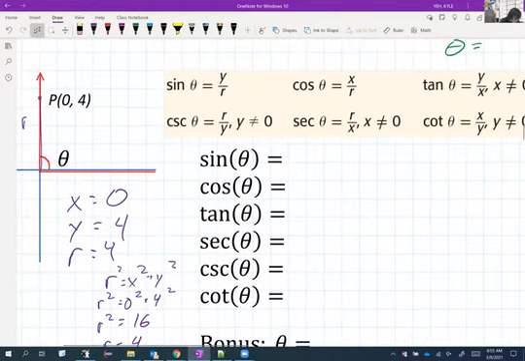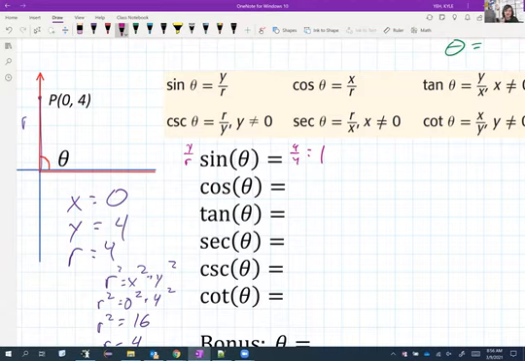So what does that mean for these values? Sine is y over r, and so that is 4 over 4, which is just 1. And fortunately, cosecant is also going to be 1 then, because we flipped the 4 over 4. It's still 1. Cosine is x over r, which is 0 over 4, which is just 0. 0 over pretty much anything is 0.